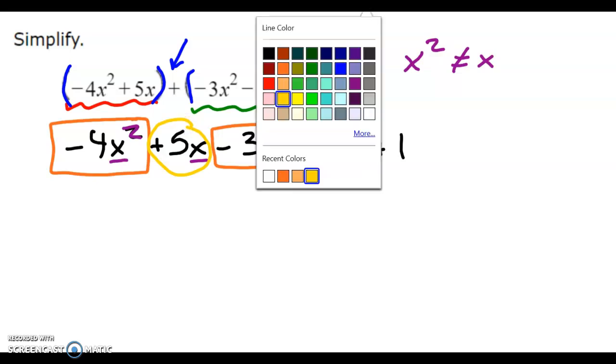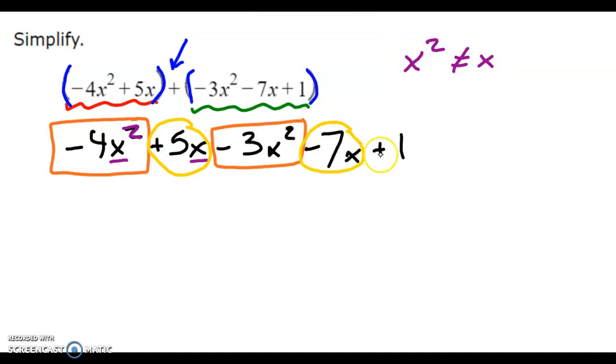And then we'll just underline the constants, and it's just that single plus 1 at the end. So when you combine them, you're just combining them with the signs that they have. So a negative 4x minus 3x. Really all that's happening there is negative 4 minus 3, and the x squared is just saying what type of term it is. So negative 4 minus 3 more is going to be negative 7, and it's an x squared term.